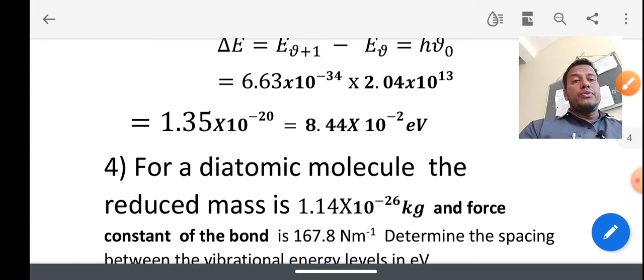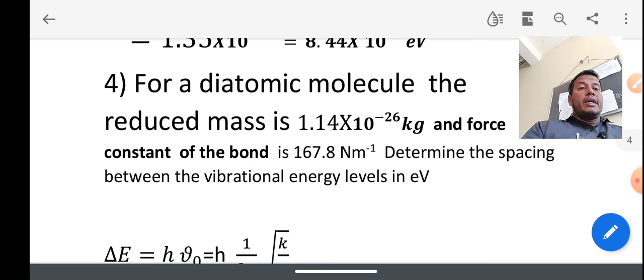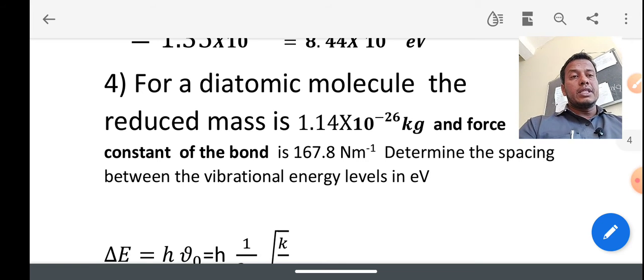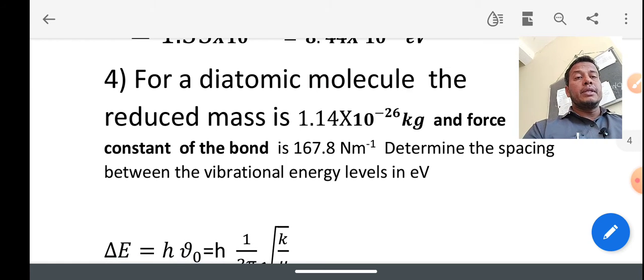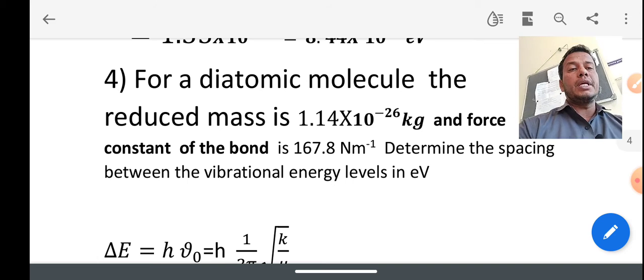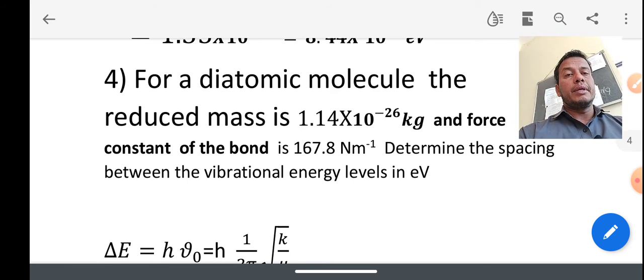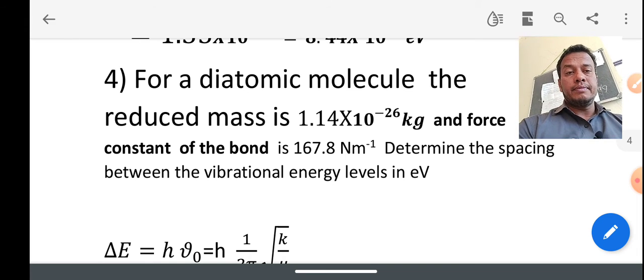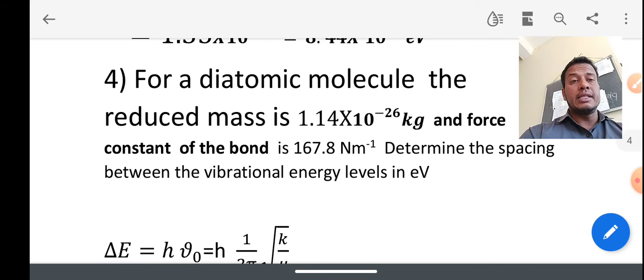So for the fourth one, for a diatomic molecule the reduced mass is 1.14 × 10^-26 kg, and the force constant of the bond is 167.8 Newton per meter. Determine the spacing between the vibrational energy levels in eV. So for the diatomic molecule, the reduced mass mu is given here and the force constant is given here.